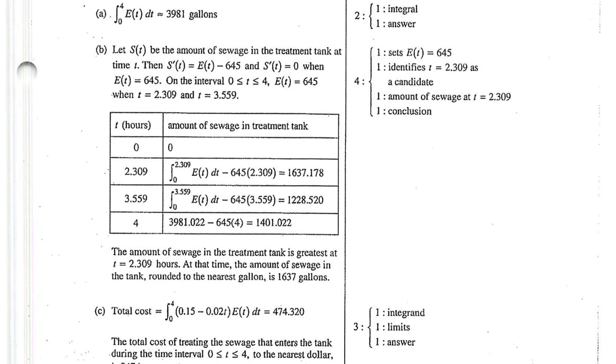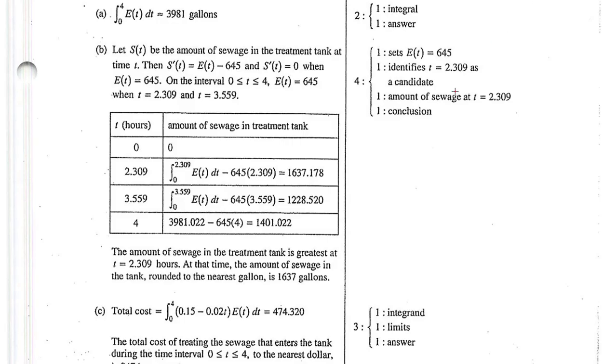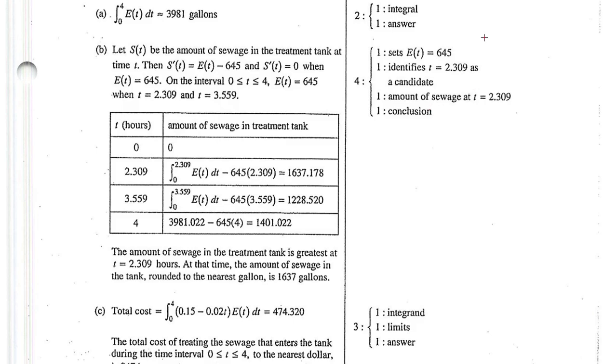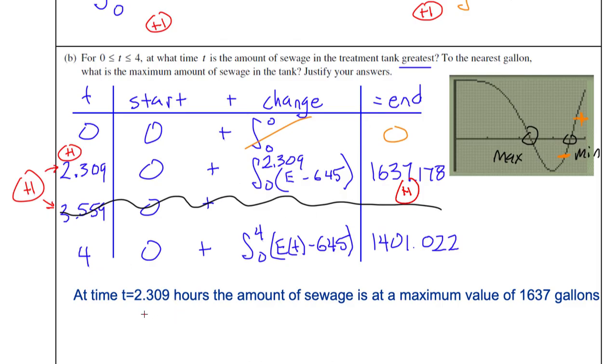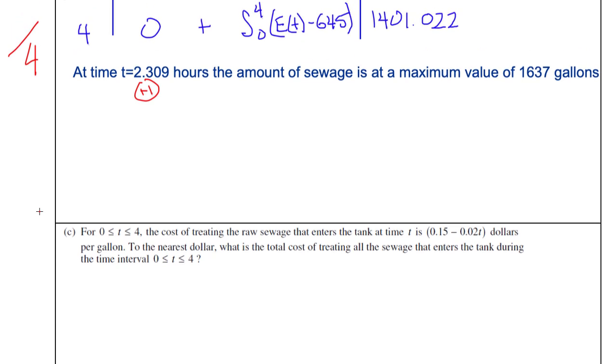Did you write down 2.309 anywhere on your paper? Well, I did, right there. Did you find the correct amount of sewage for that t value? Did you write down 1,637? And we did. And finally, did you write up your conclusion? There's our conclusion down there. That is indeed the answer. So that's out of 4 points. And on to part C.